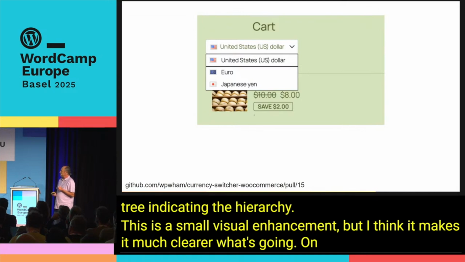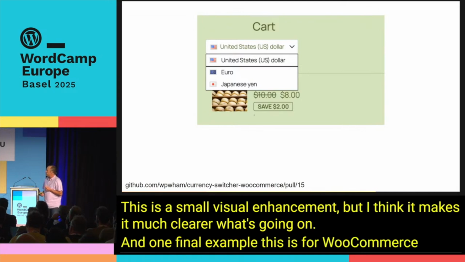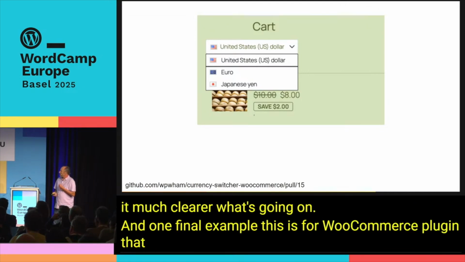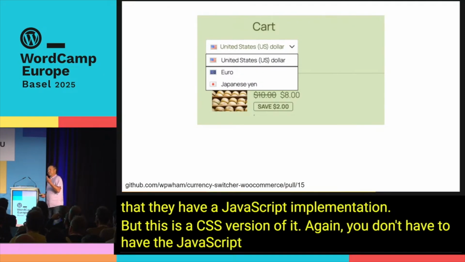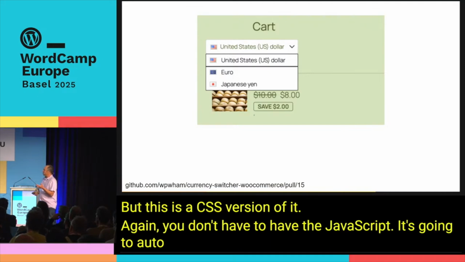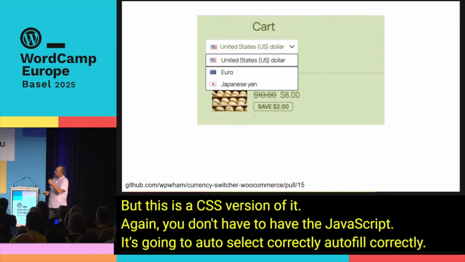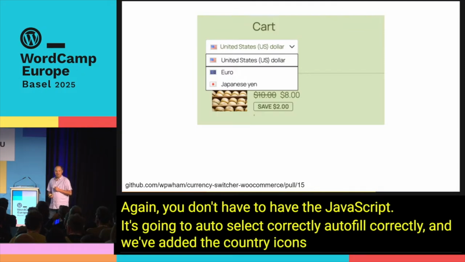And one final example, this is for the WooCommerce plugin, where they have a JavaScript implementation, but this is a CSS version of it. Again, you don't have to have the JavaScript. It's going to auto-select correctly, autofill correctly, and we've added the country icons to the currency selector.